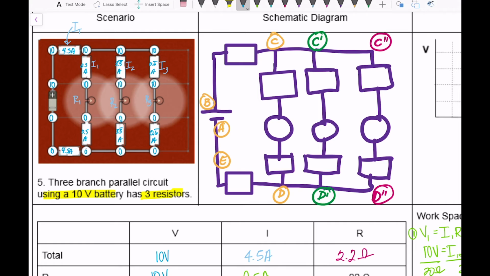And let's go ahead and fill in our information here. This is 4.5, 4.5, 0.5, 3.3 repeating, and 0.6 repeating. Then 0.5, 3.3 repeating, and 0.6 repeating.